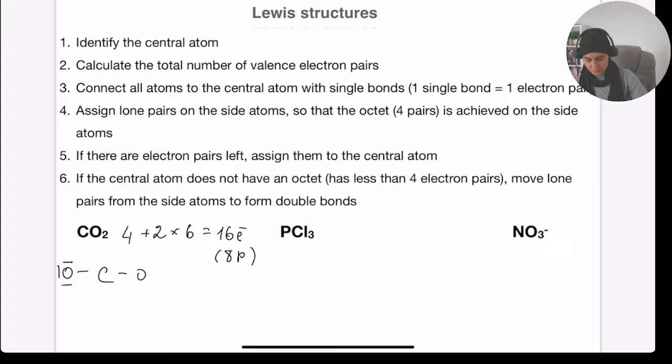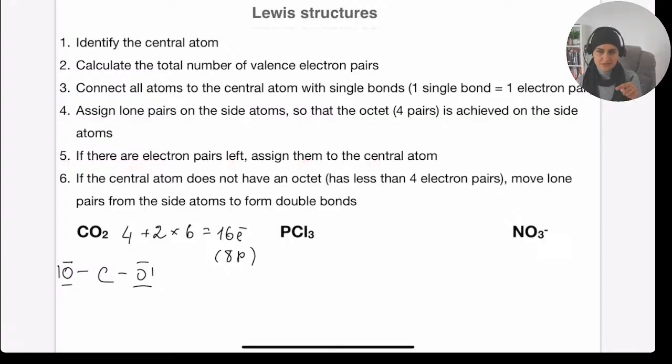Now it has 8. 1, 2, 3, 4. Now next oxygen, same thing. It has 1 pair. It's missing 3 more pairs. So I have assigned lone pairs to the side atoms. Next step. Step 5. If there are electron pairs left, assign them to the central atom.